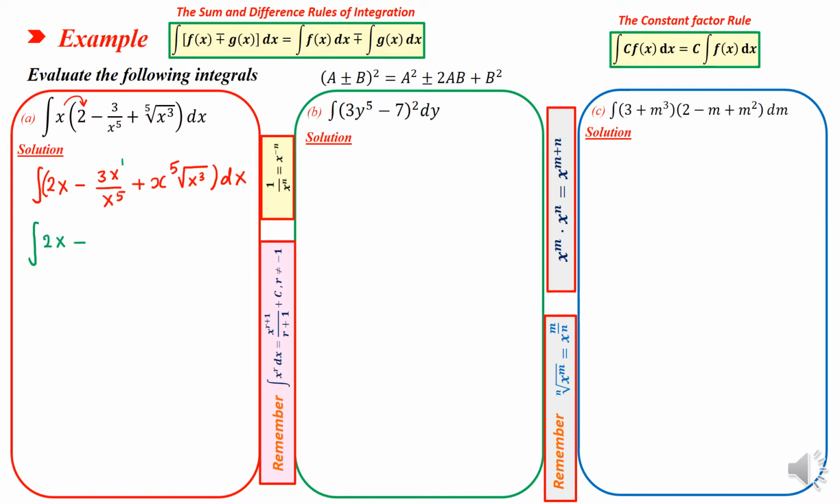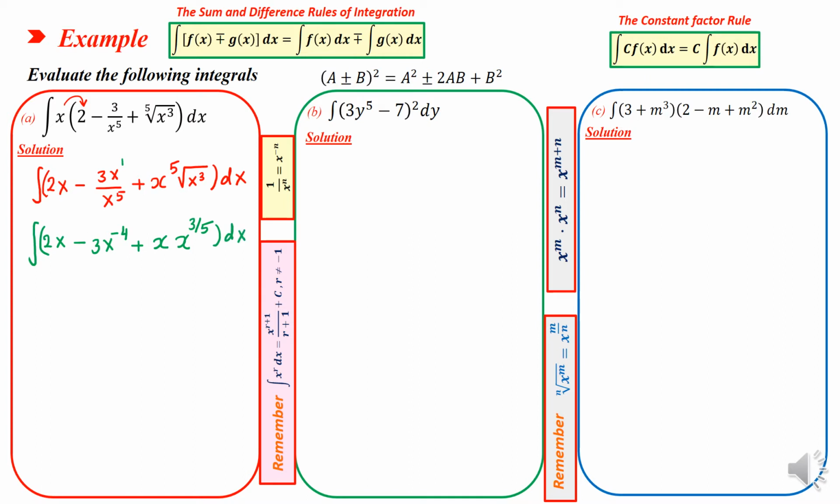Now the second step, you have to modify more, so we have the integration of 2x minus here 3x, it means 3x to the first power, and when we divide you have to subtract the exponents and you will get 3x to the power 1 minus 5, which is negative 4. Then we have plus. Now for the fifth root of x to the power 3, we can rewrite it as x to the 3/5 power, so it will be x multiplied by x to the 3/5 power dx.